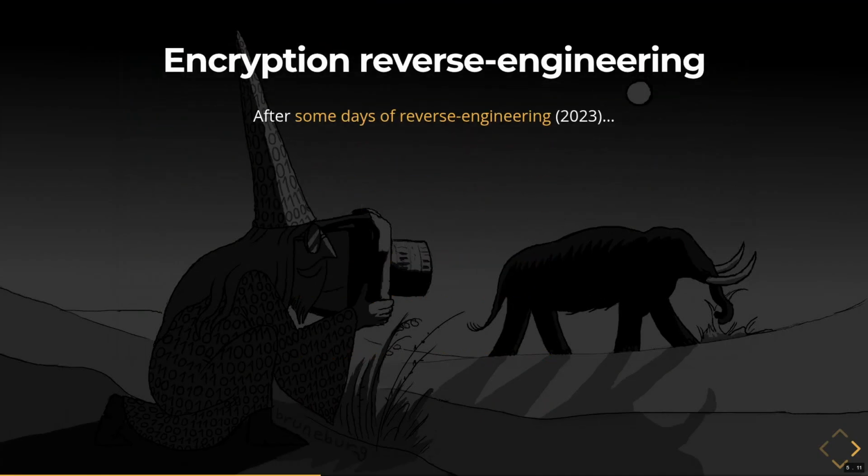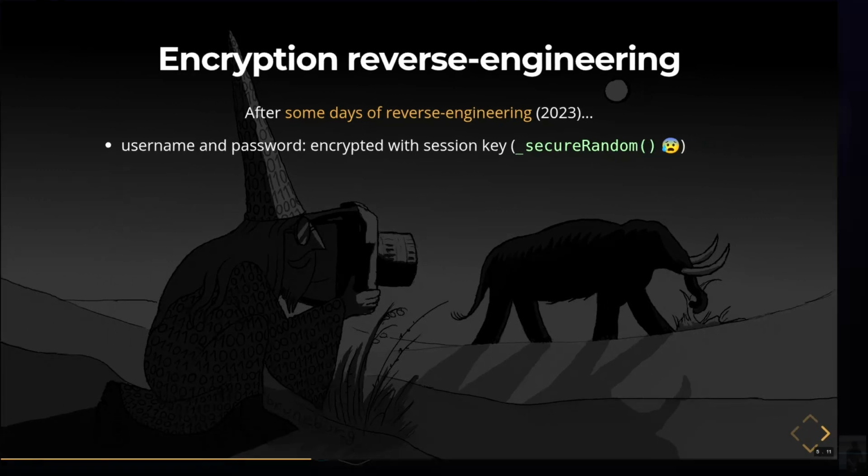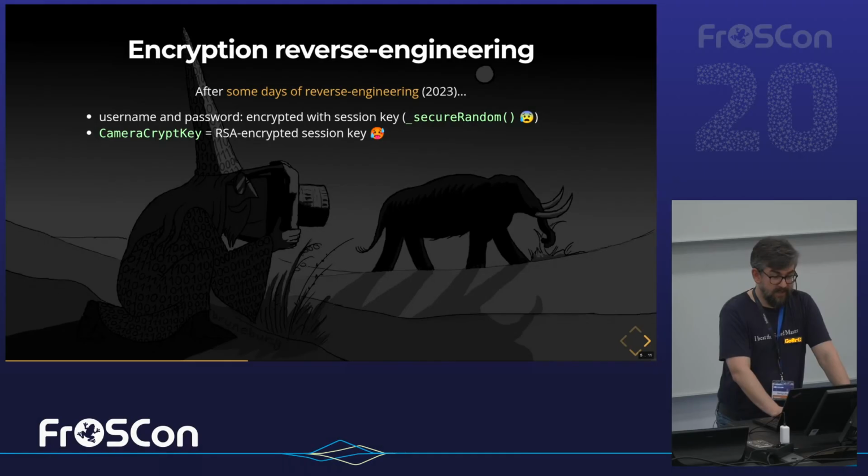Now, let's look into how this is actually implemented. The username and the password are encrypted with the session key. The session key is obtained from a function called securRandom. As a cryptographer, this is something where you are starting to get nervous, because that might be a problem if you want to understand and reverse engineer it. Camera crypt key is a session key encrypted with an RSA public key, for which, of course, the private key is not provided in the camera, but is somewhere hidden inside of Samsung's backends.